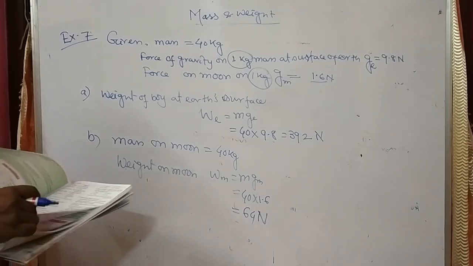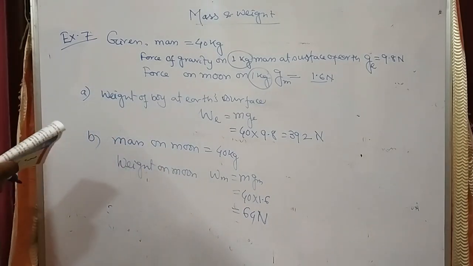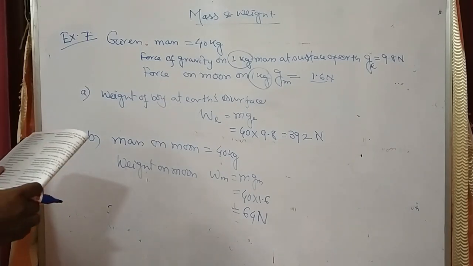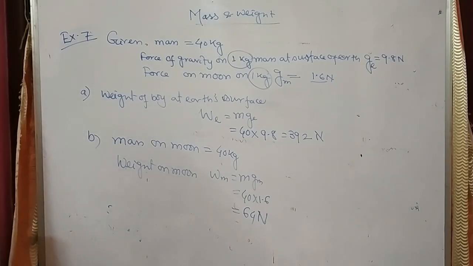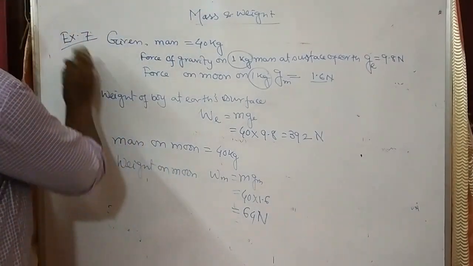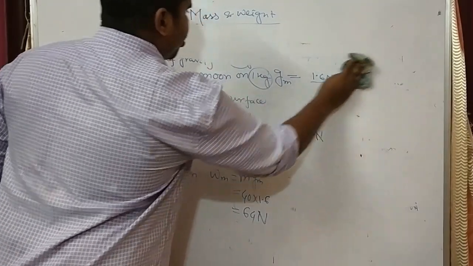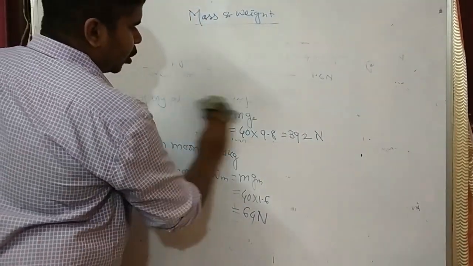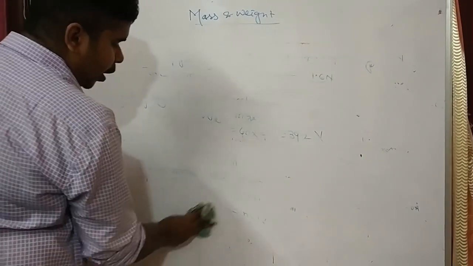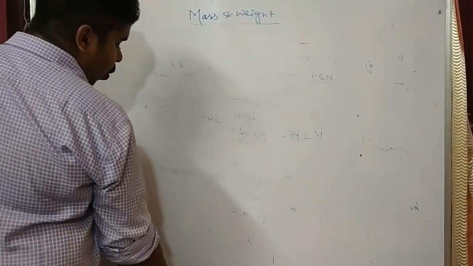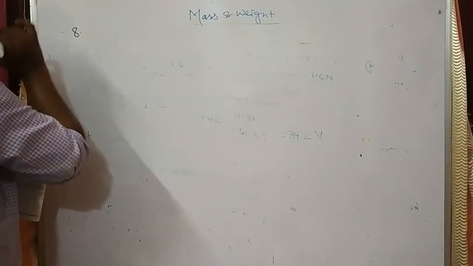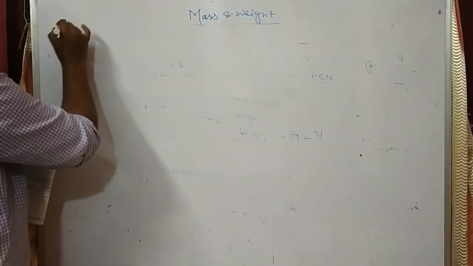Now we'll do one more question, that is from the exercise, question number 8. And if you are able to do that question, I think you can do any question from mass and weight. So let's see what question is given in question number 8. So make a habit, whenever we have to see one numerical, at that time what information is given there, that we have to write. So that is question number 8 in the exercise.